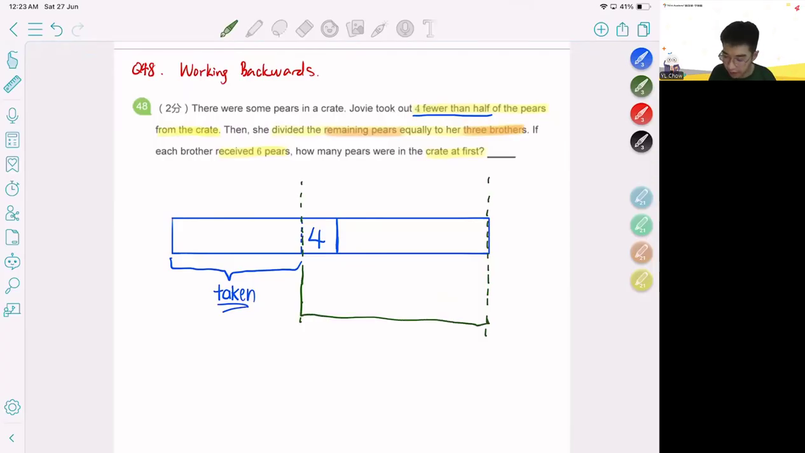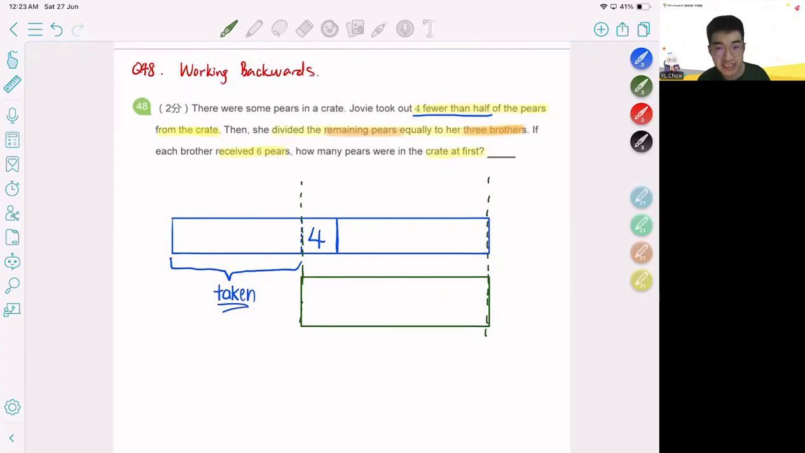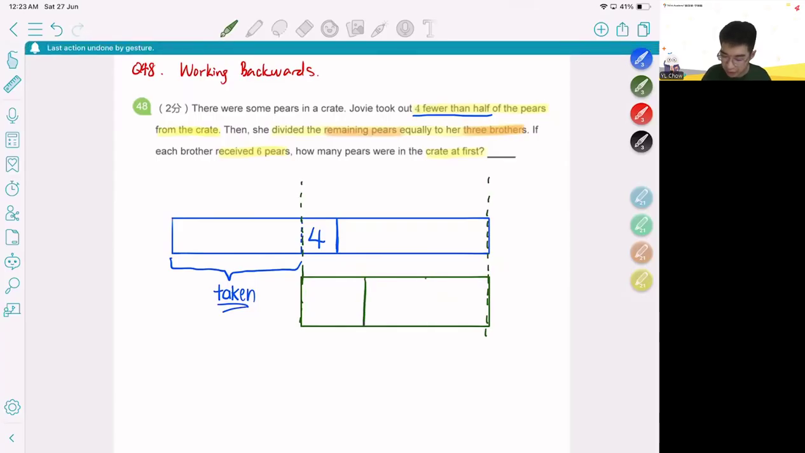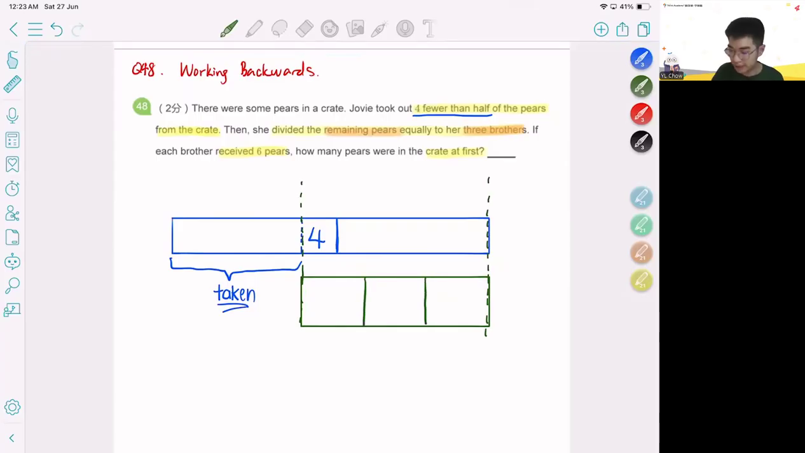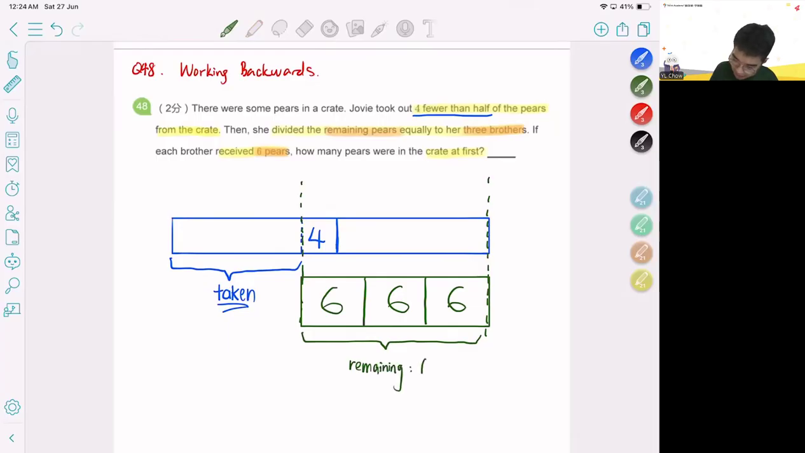So let's draw a new bar to show the remaining, because later I'm going to use the remaining to do something else. So let's say this bar represents the remaining pears. She divided the remaining pears equally to her 3 brothers, meaning I split this equally into 3 units or 3 parts, and we know each brother received 6 pears. So I split the remaining into 3 equal shares. Each share has a 6, a 6, a 6. That means the remaining number of pears will be 6 times 3 equals to 18.